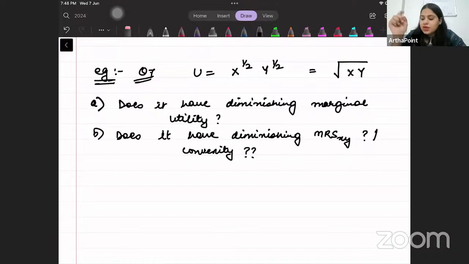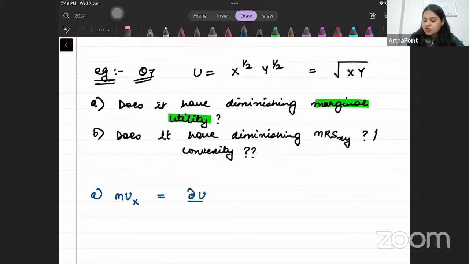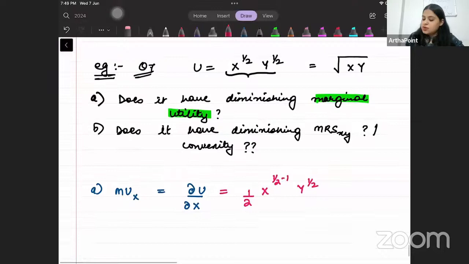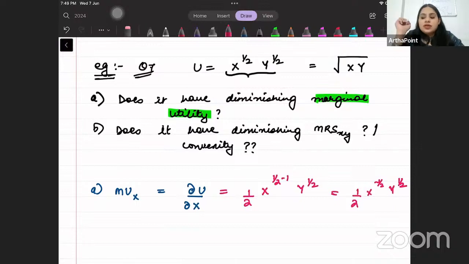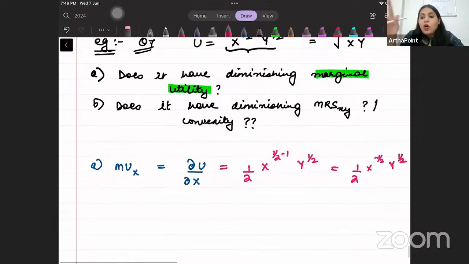In order to do that, the first thing it asks us to do is to find marginal utility. So let's find that out. What will be the marginal utility of good X? How utility changes as X changes. That means you should differentiate this with respect to X, holding Y constant. So let's do that. I will get half X to the power half minus 1, Y to the power half. So this will be half X to the power minus half, Y to the power half. This is the marginal utility of X.